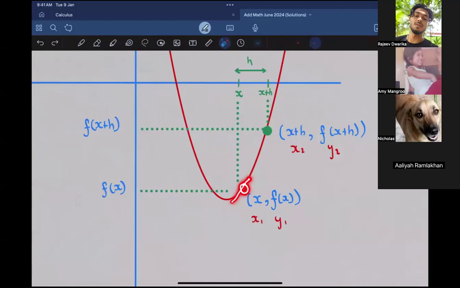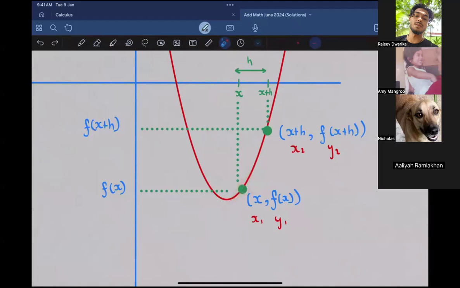But what would the distance between the 2 points be then? If the 2 points are on top of each other, what's the distance? 0. Nicholas, you agree? It wouldn't have a distance. Yes.